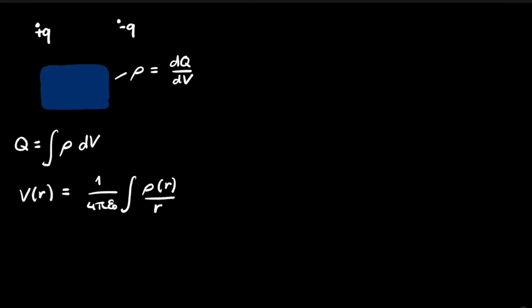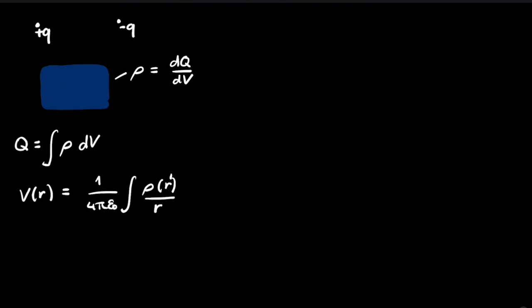Now I need to be a bit more clear with my notation at this point. So I'm now going to use R dash as the variable of integration, and R dash is what I'm going to be integrating over, but the potential is of course just a function of the radial coordinate R, which is what's left after we've done the integration.